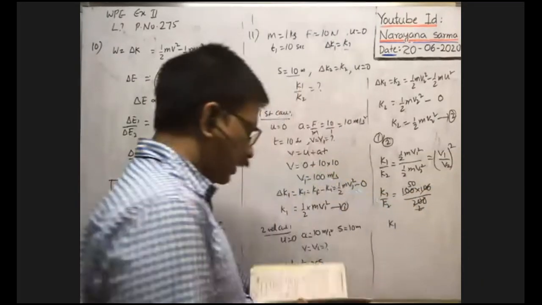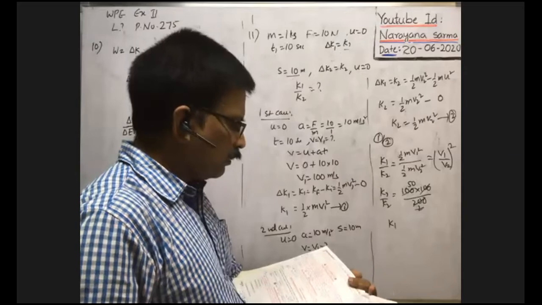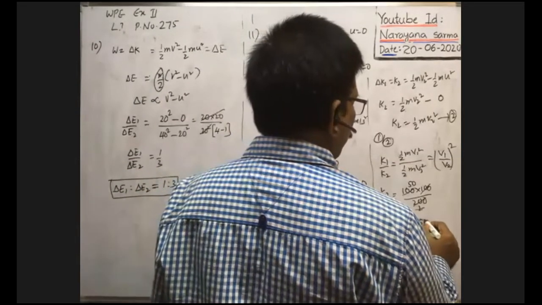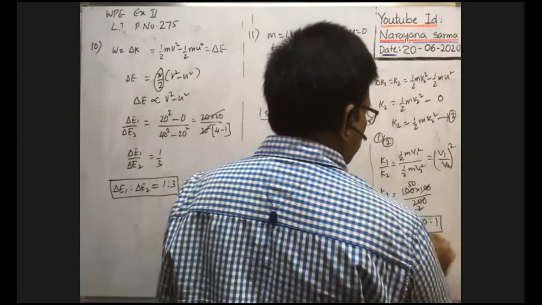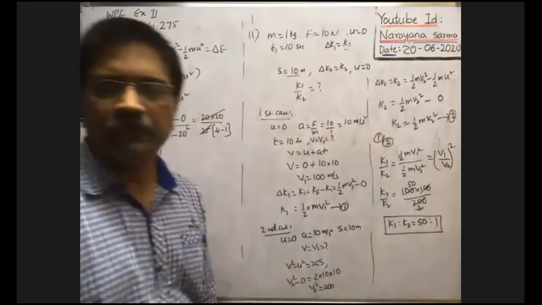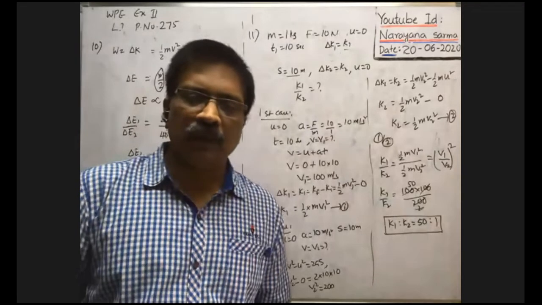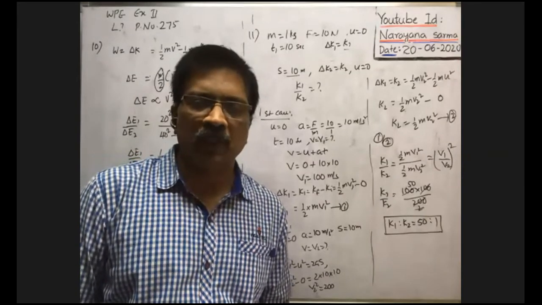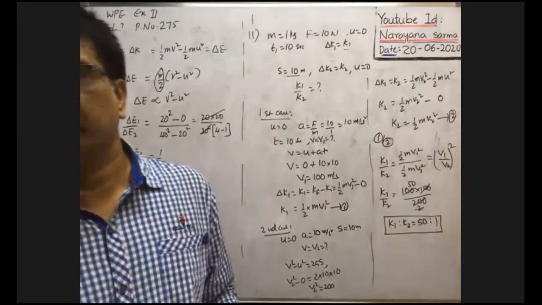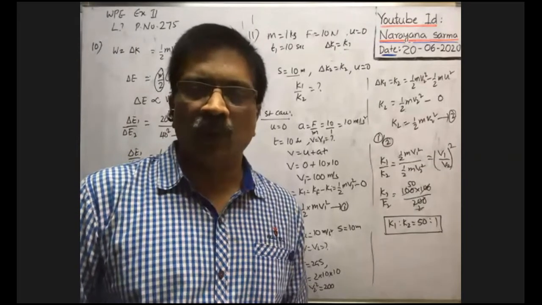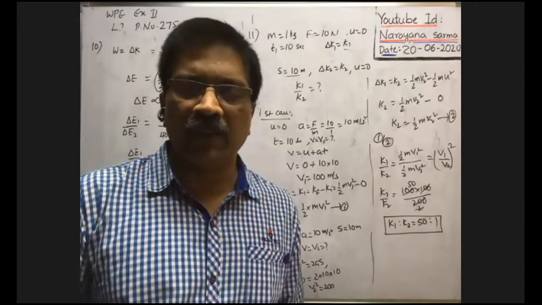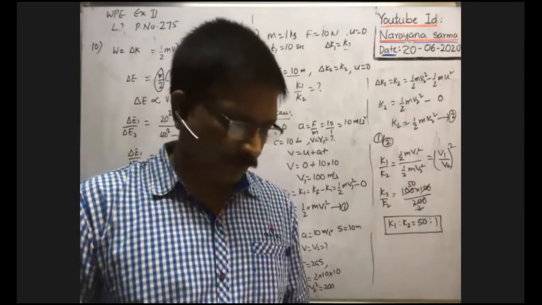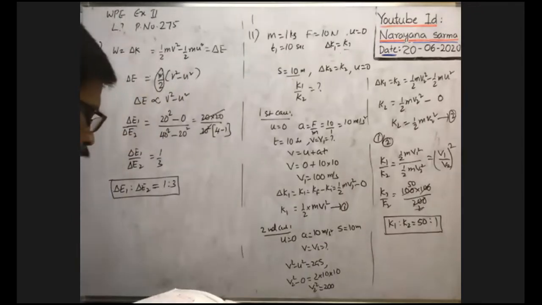Therefore, K1 is to K2, the ratio they asked, is equal to 50 is to 1. This is the answer. Okay, yeah, very good, 50 is to 1. Very good. What Naveen Sai, what is 4 by 1 or 1 by 4 you have written? Yeah, 50 by 1. Right. Next.